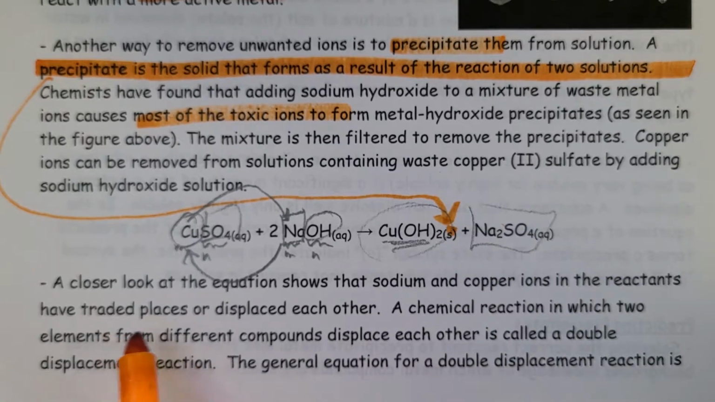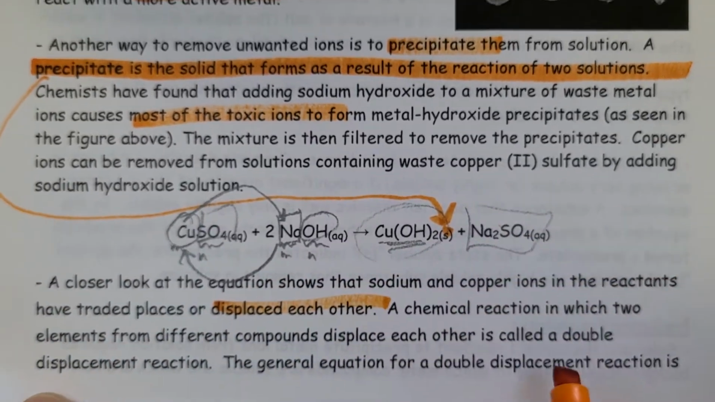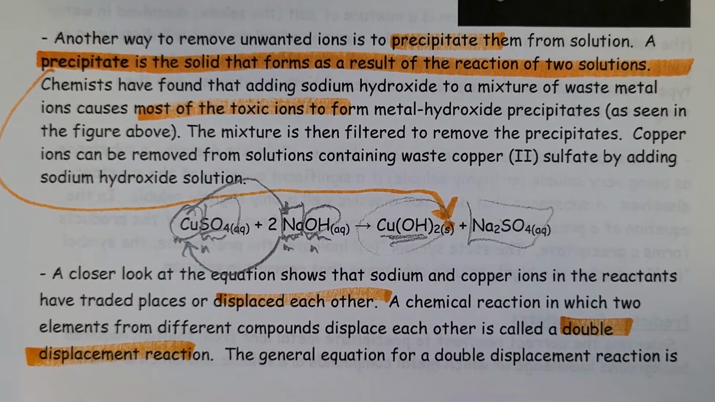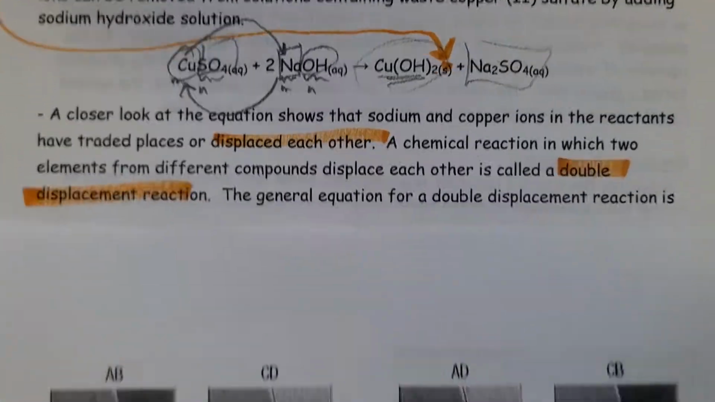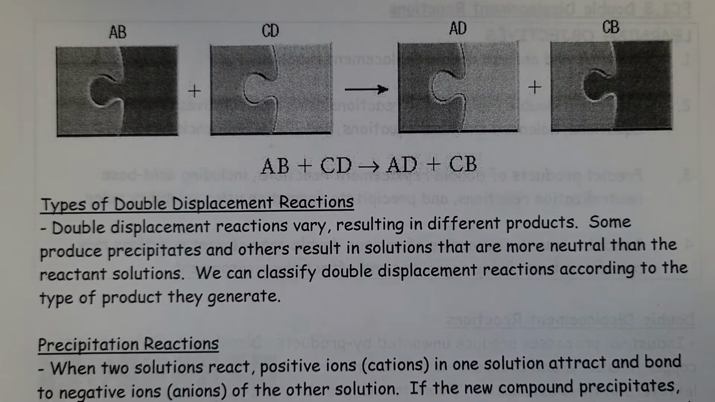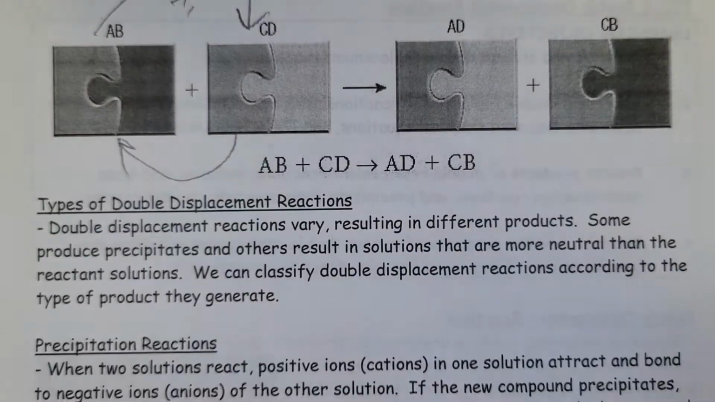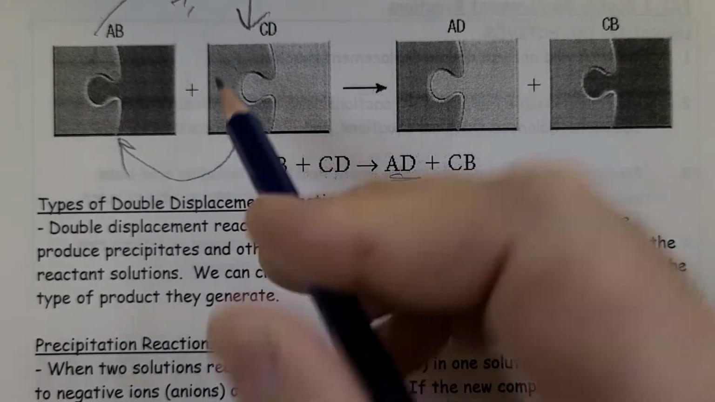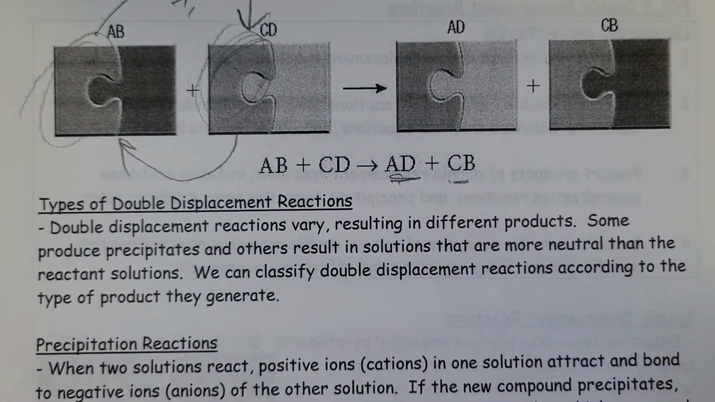A closer look at the equation shows that sodium and copper ions in the reactants have traded places, or displaced each other. A chemical reaction in which two elements from different compounds displace each other is called double displacement or double replacement. The general equation for a double displacement reaction is simply this. Like we've seen before, very similar format here. Again, we're seeing whether the metal ions exchange places. If they do, we now have A with D and C with B. Bear in mind the metal is always first, so A is always first and C will be first with that puzzle.